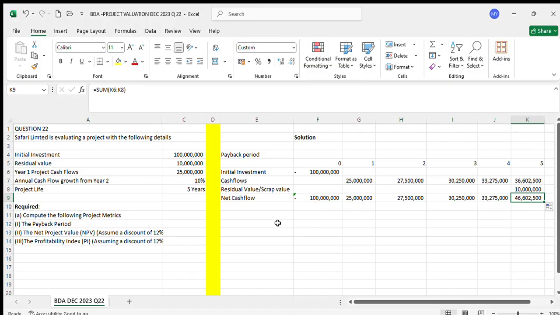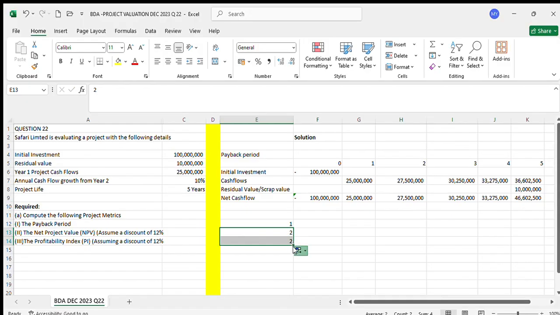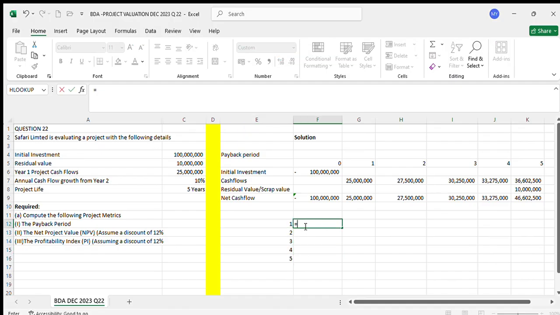Now we want to know how long we can recover. So let's say year 1, year 2, now we want to know how long we can recover. Now year 1 we are going to get a cash flow. So now we are calculating the payback period.